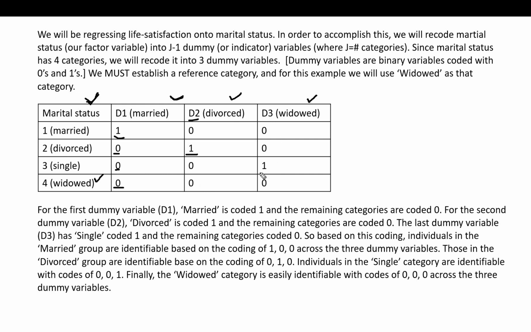Then for D3, I've got a 1 set up for the single category, with zeros for the other groups. And so in this case, what this is going to mean is that the regression coefficient is going to reflect a comparison between individuals who are single and those who are widowed.